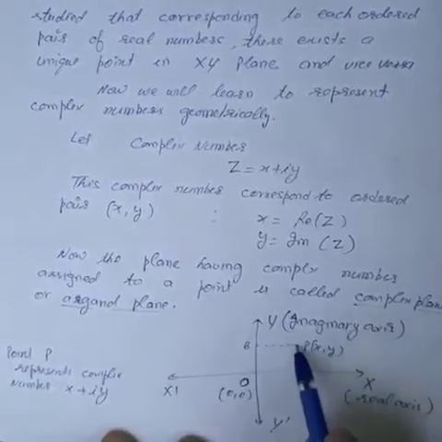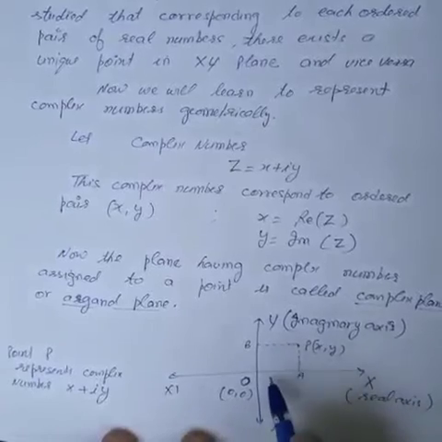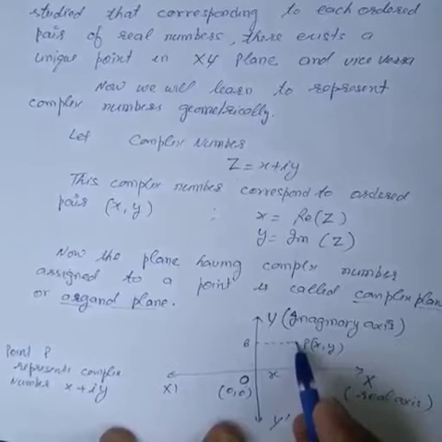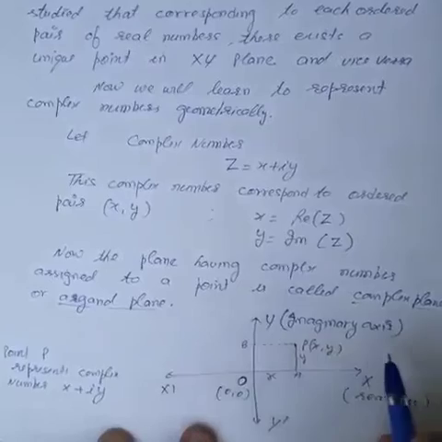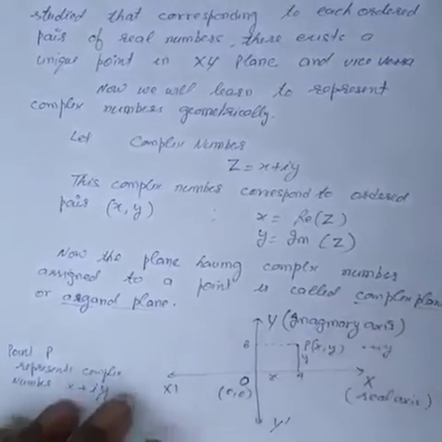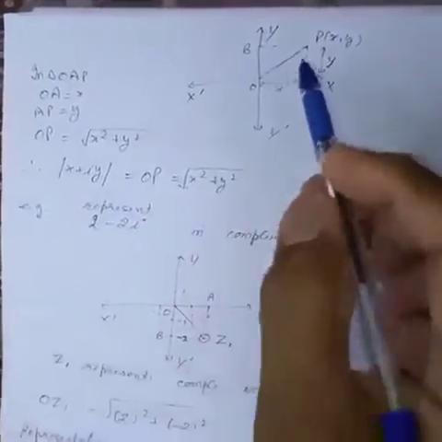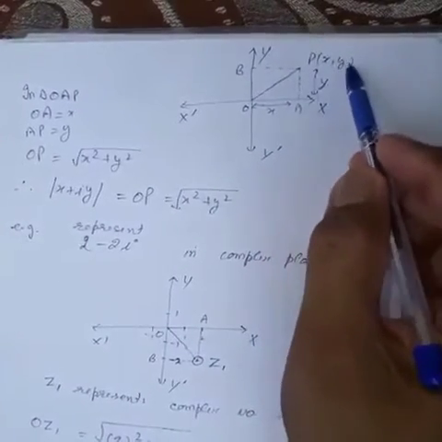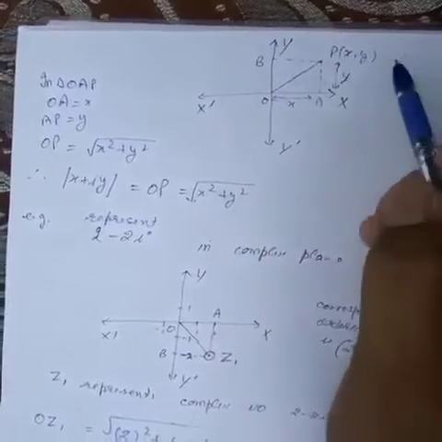Now this is point P. If you take x unit distance along the x-axis, so this is x, and y unit distance along the y-axis, so this is point P, and this point P represents the complex number x plus iota y. So this is the representation. Now we were talking of this point P. P is the ordered pair (x, y) which corresponds to the complex number x plus iota y.